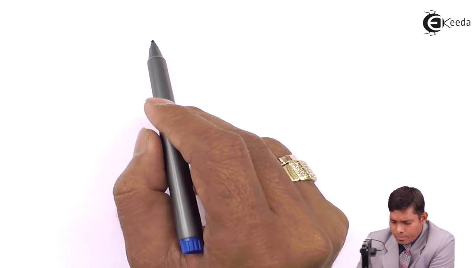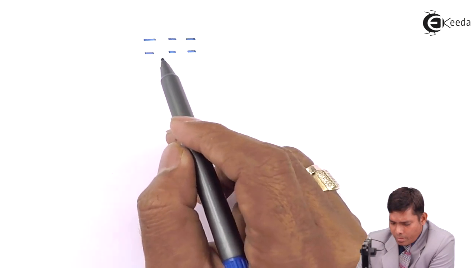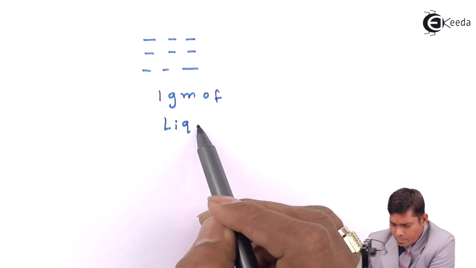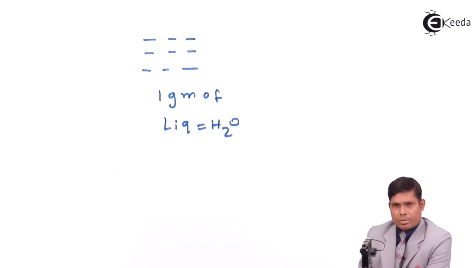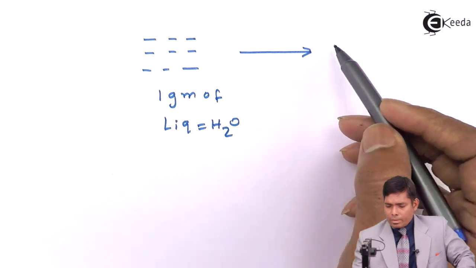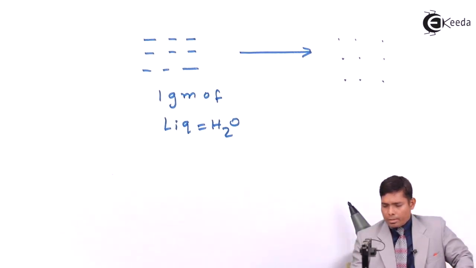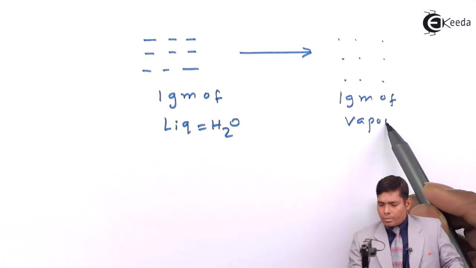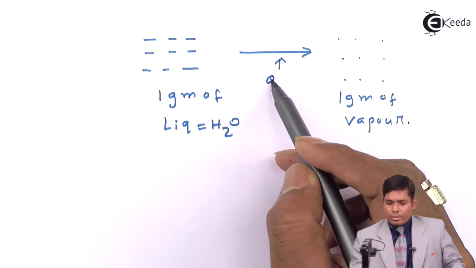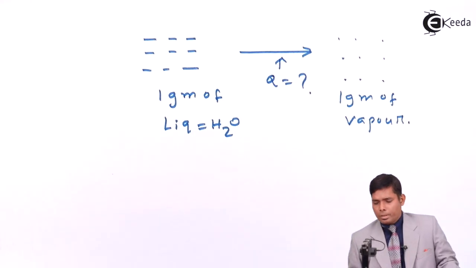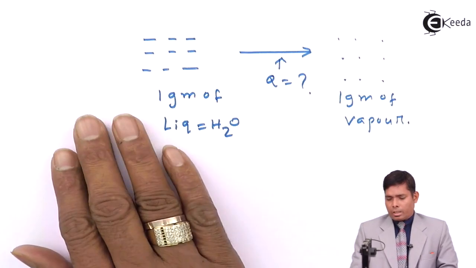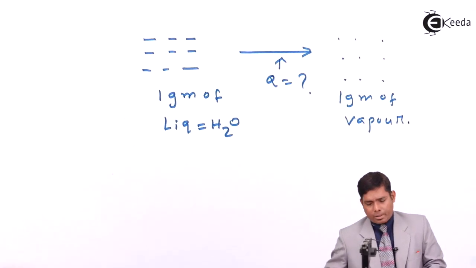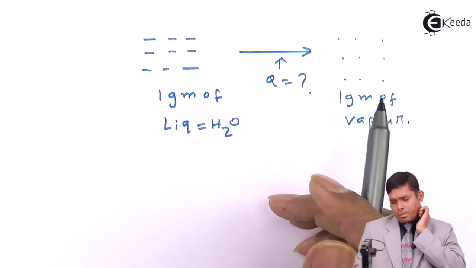Just the explanation. We have liquid, which is 1 gram. Liquid, which is water. I have taken liquid as water. I want to convert this into gas, vapor. Now it will become 1 gram of vapor. So you have to supply heat. The question is how much heat you want to supply. How much heat can convert this to this form? That heat that you are supplying is the latent heat of vaporization.